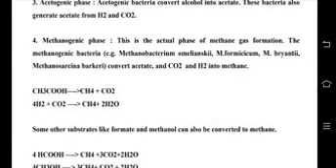The methanogenic bacteria like Methanobacterium omelianskii, Methanobacterium formicicum, Methanobacterium bryantii, and Methanosarcina barkeri convert acetate, CO2 and H2 into methane. Methane is produced. So here we could see a chemical reaction: CH3COOH gives CH4 plus CO2. Then 4H2 plus CO2 gives CH4 plus 2H2O. CH4 is methane.